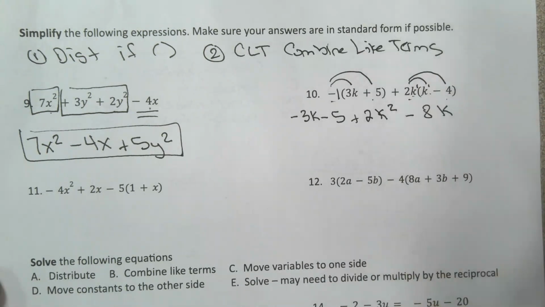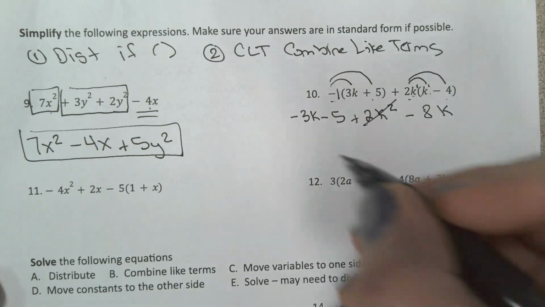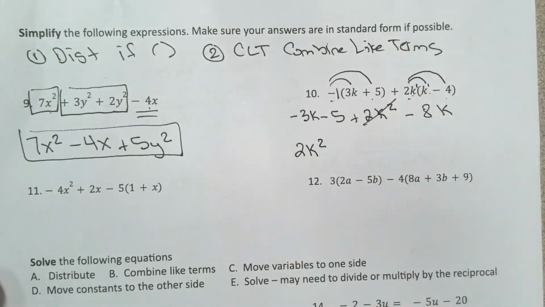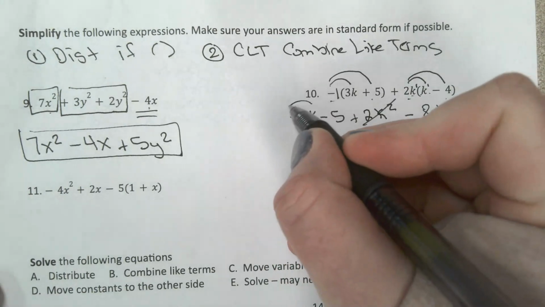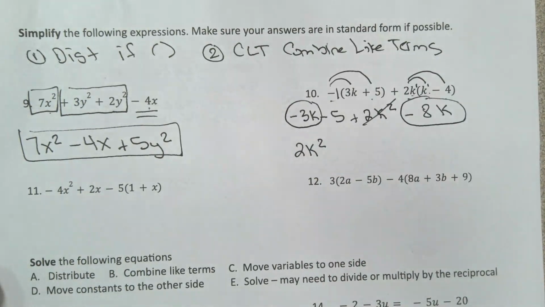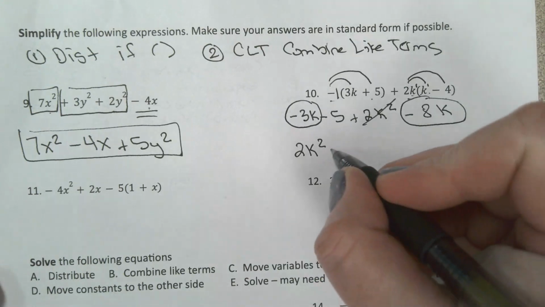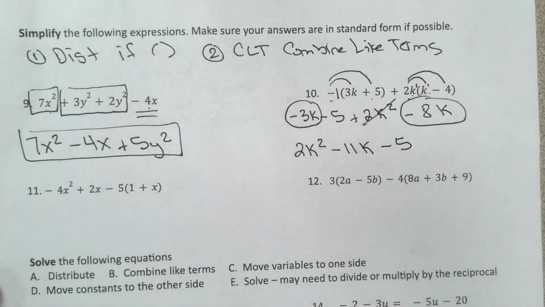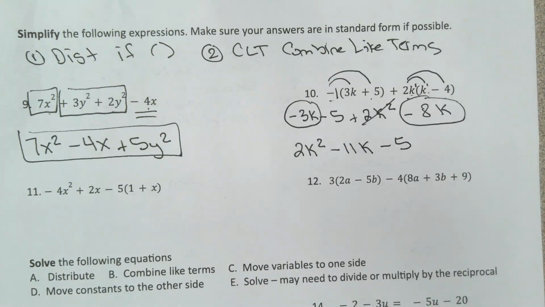All right, so when I put it in standard form, I look for my biggest exponent first, and I generally cross it off so I don't reuse it. So 2k squared comes first. I have a negative 3k and a negative 8k. These are like terms. Negative 3 minus 8 adds up to negative 11. And I don't have any other numbers, so I'm just going to bring that down.